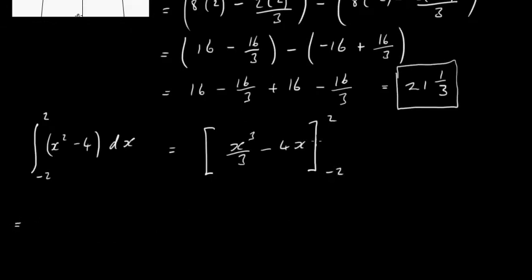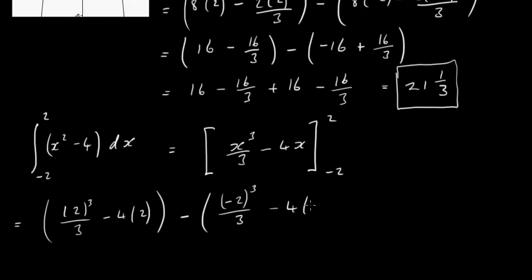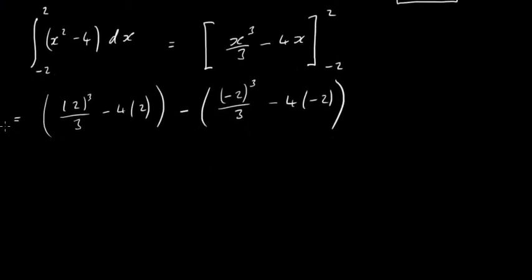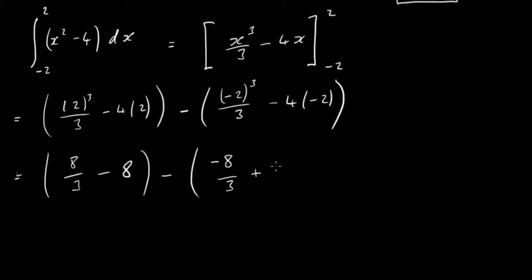Okay, so we want to substitute 2 in, so we're going to end up with 2 cubed over 3 minus 4 times 2, minus, so let's put the minus 2 in now, so it's minus 2, and we want to cube that over 3 minus 4 times minus 2. Okay, so let's work this out. Here we end up with 2 cubed, which is 8 over 3, minus 2 fours, 8, minus, now minus 2 cubed is minus 8 over 3, and here we end up with plus 2 fours, 8.